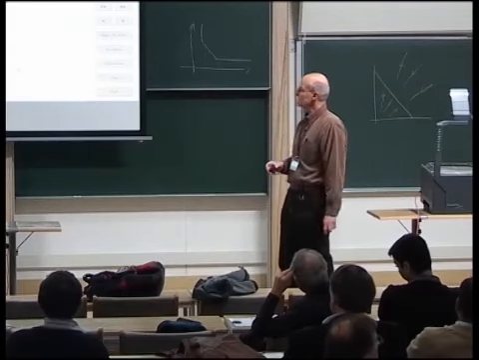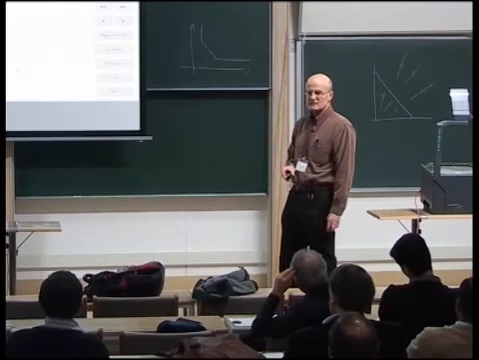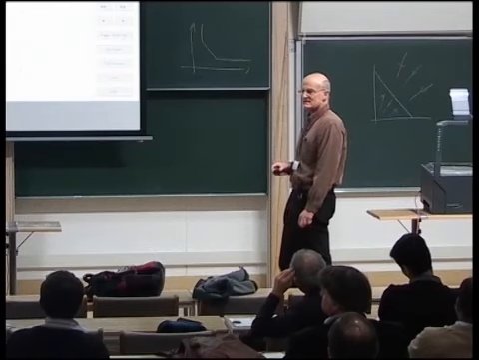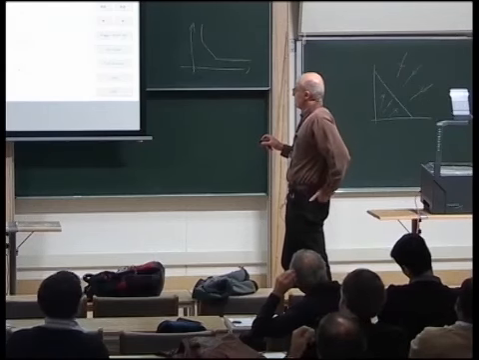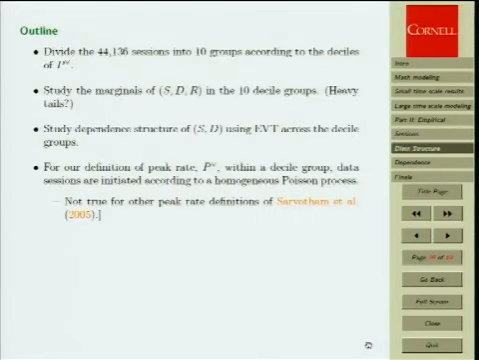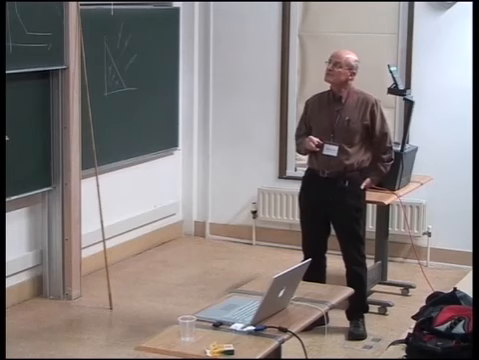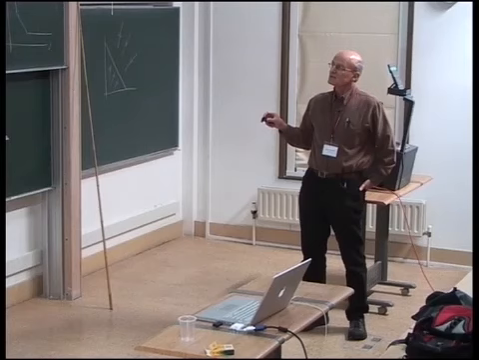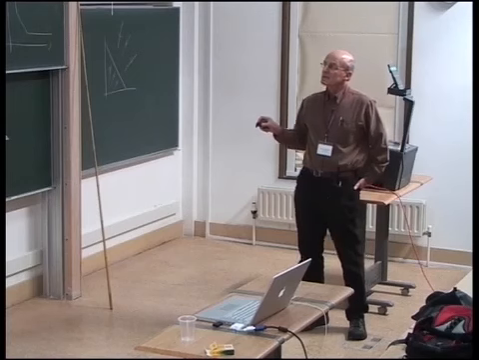It really is a peak rate, but the problem is if you had to work with it analytically, this would be a nightmare. Scan statistics are not fun. So that's the variable that we used for peak rate, and it turns out to have better properties. So we divided these 44,000 sessions that we originally harvested into 10 groups according to the empirical deciles of this peak rate variable. So we have 44,000 sessions, which means we have 44,000 peak rate variables, one for each session. And we can just write down the deciles and then segment the totality of sessions according to these percentiles. Within the groups, you can look at the distributions of S, D, and R and think about the dependence structure.